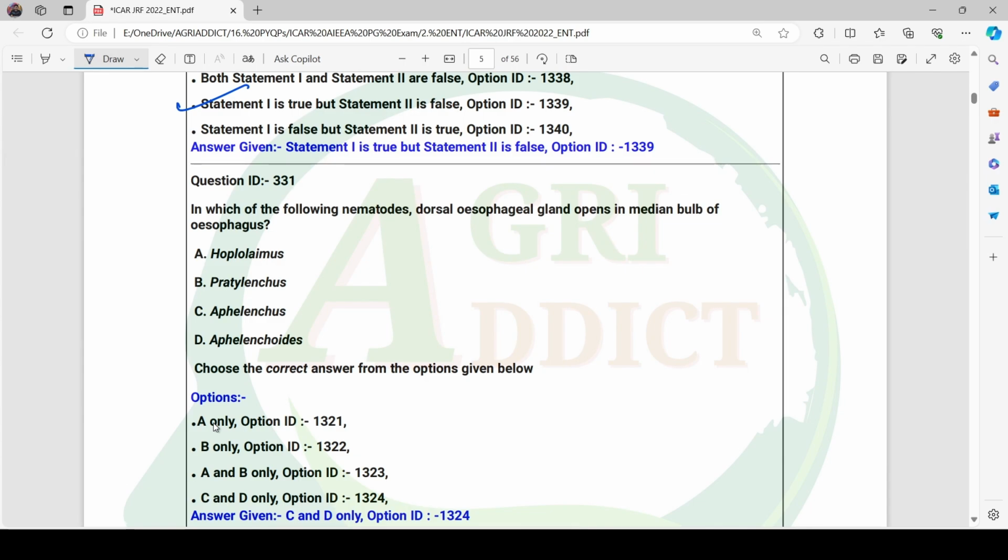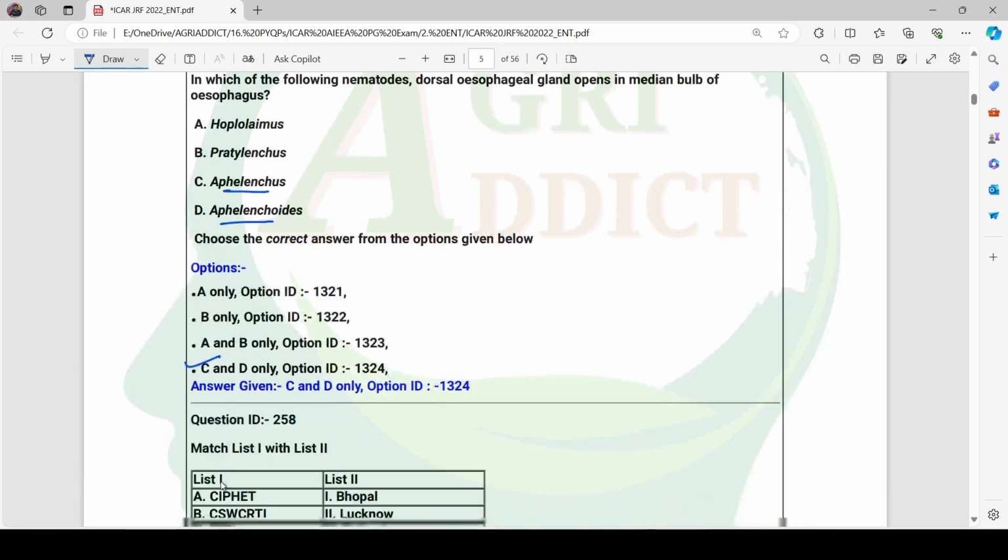Now the next question, in which of the following nematodes does the dorsal esophageal gland, that is DOG, open in the median bulb of the esophagus? It is a very common question from nematology. In Aphelenchus and Aphelenchoides, both these types of nematodes, the dorsal esophageal gland opens in the median bulb of the esophagus. So option D, that is both C and D only, is the correct answer.